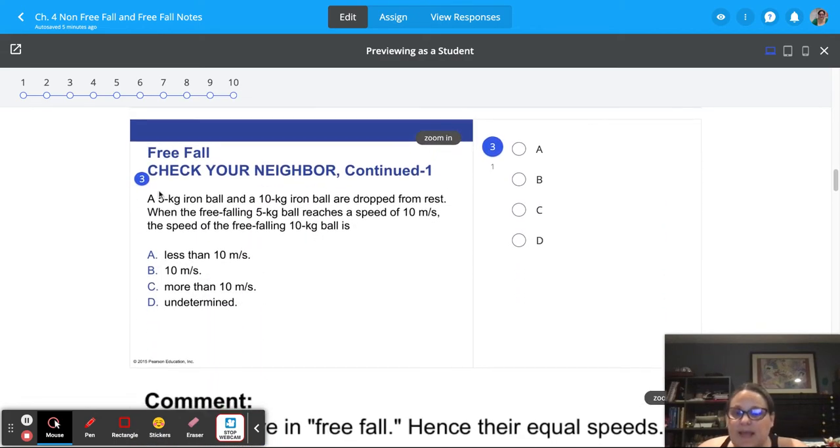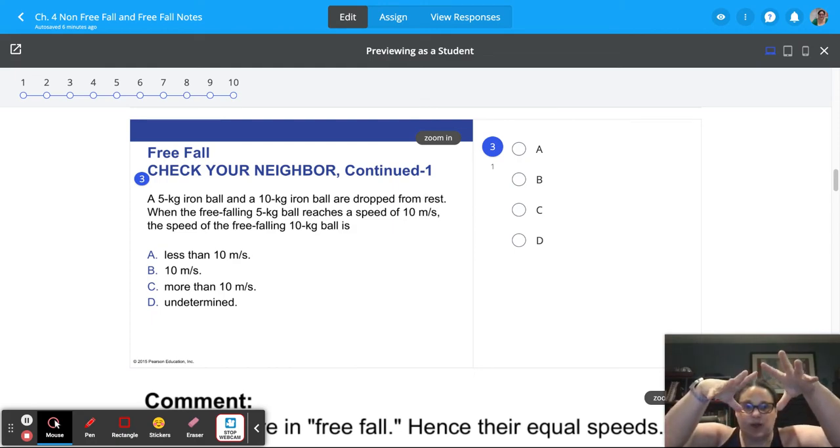Next question. A 5 kilogram iron ball and a 10 kilogram iron ball are dropped from rest. When the free falling 5 kilogram ball reaches a speed of 10 meters per second, the speed of the free falling 10 kilogram ball is... So to determine this answer, we need to know, are we in free fall or are we in non-free fall? When we're in free fall, we have no air resistance. So everything changes by 10 meters per second, and it doesn't matter what size it is or the mass of it. So these are both dropped from rest.